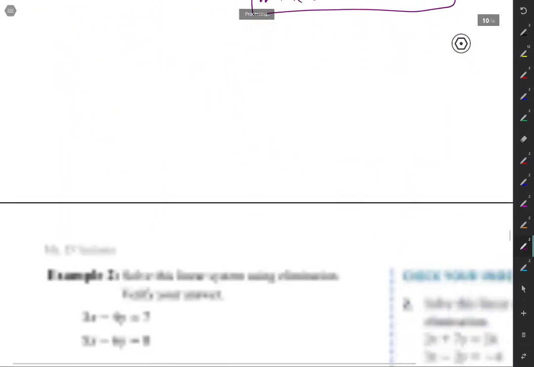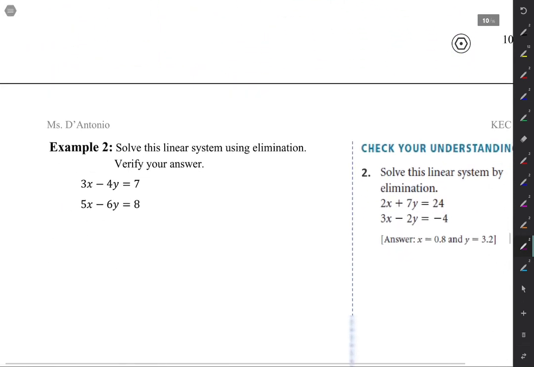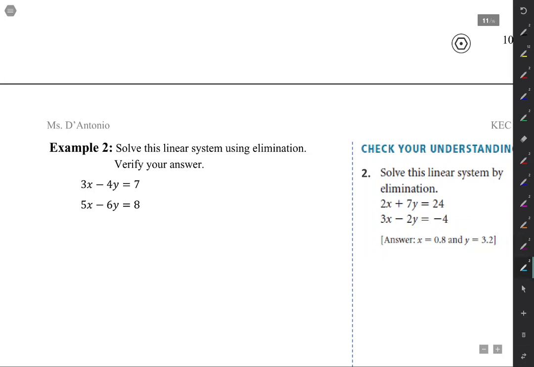So in the second example, it's a pretty similar question. It says solve this linear system using elimination and verify your answer. Now you'll notice with this one that no like terms have the same coefficients.